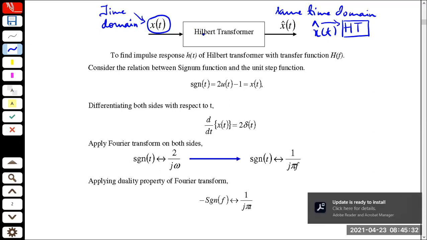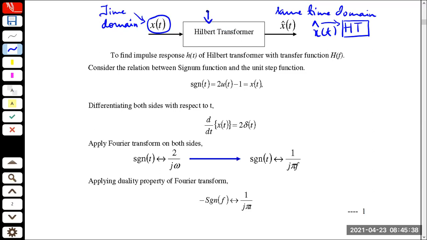So such is our Hilbert transform. This Hilbert transformer is a system, because this entire thing is a block, or in other words a system, and it should have its own impulse response.